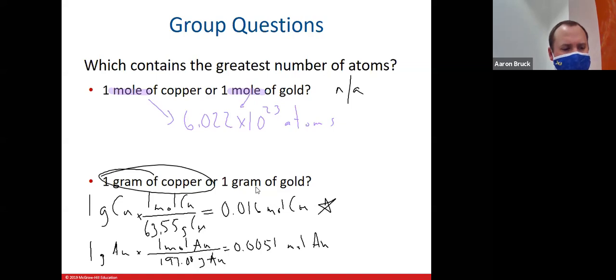Yes, I started to run out of space on the bottom here. Got a little squished. Yes, 197.00 grams of gold in a mole of gold. All right.